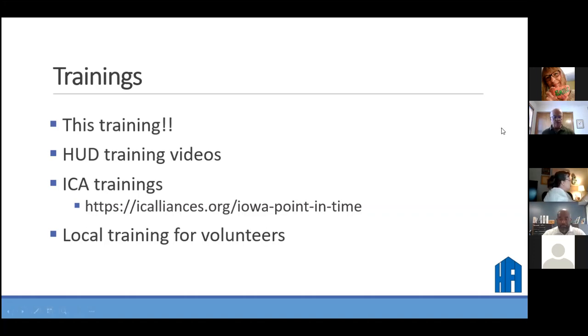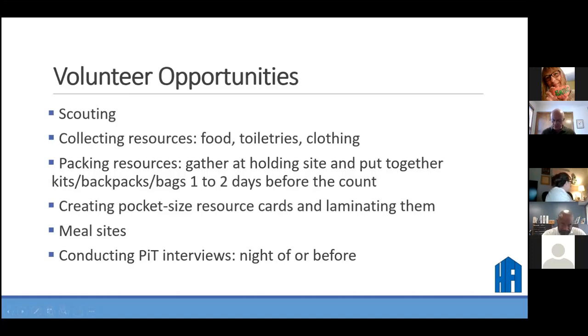Okay, and then in terms of volunteer opportunities, next slide here. A lot of times I hear people describe recruiting volunteers, and the only thing they talk about or think about or convey is going out in the middle of the night. And of course, most of the time that's in the winter. That's selling the whole process very short. And it also limits your volunteer pool.